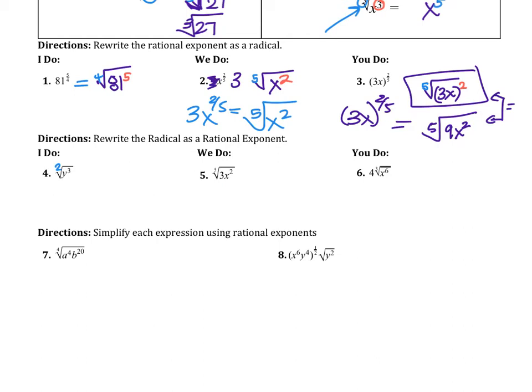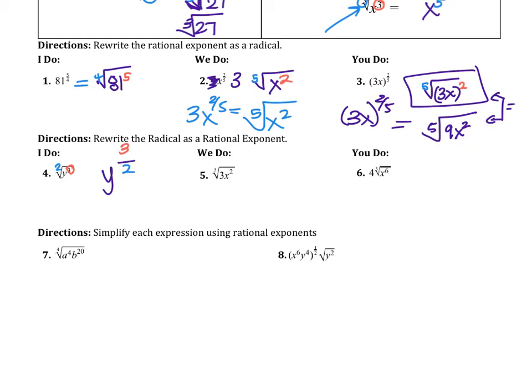So for number 4, I'm going to have y to a fractional exponent, and the top dog that's going to go on top of my fraction is the one that's in the doghouse, which is a 3, and the index is going to be my denominator. So the square root of y to the power of 3 is equal to y to the power of 3 over 2. Let's look at number 5.